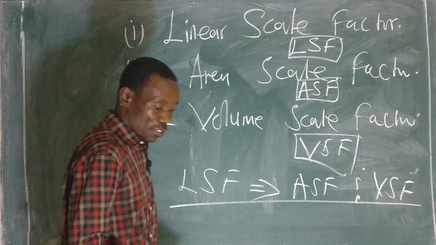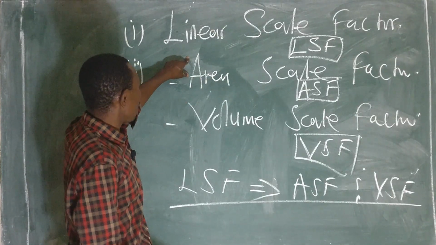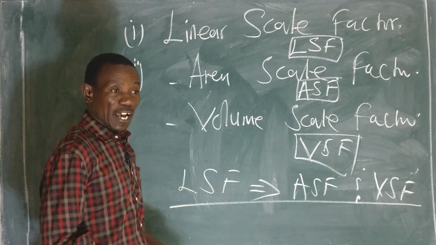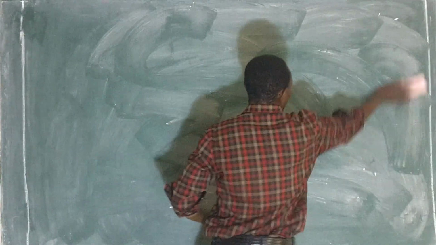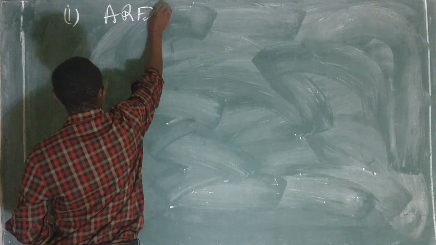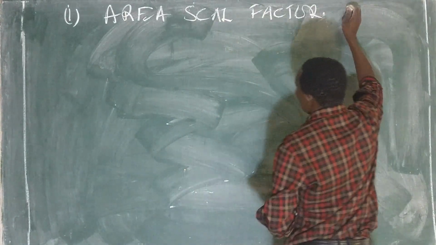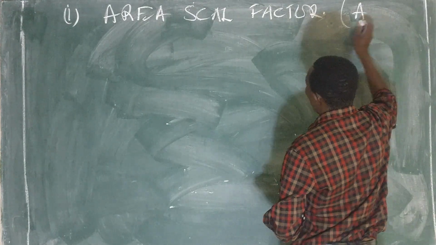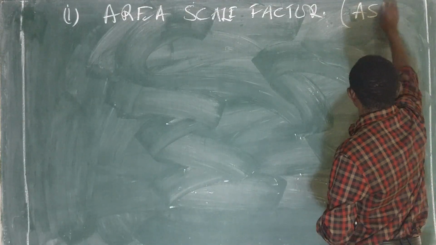So now let us begin the course. We are first of all going to look at the issues about the areas in relation to the sides of the similar figures. Let's take this issue step by step. One, let's begin by working on the area scale factor. That is the issues related to the sides and the areas of similar figures. That is ASF.